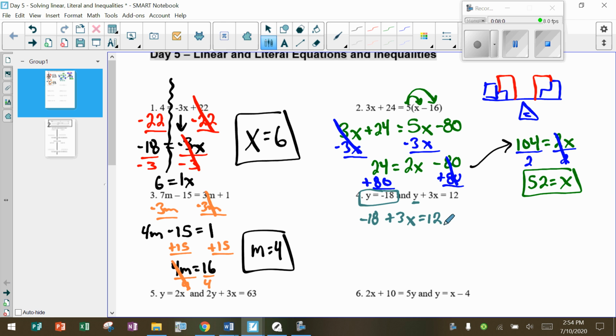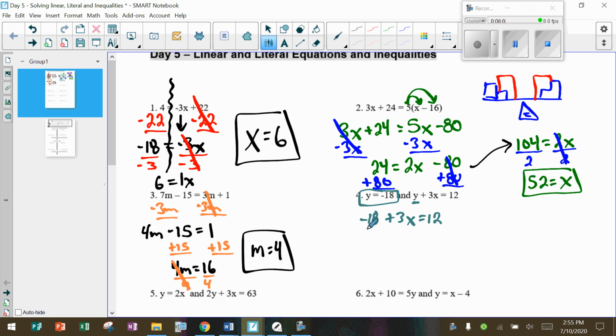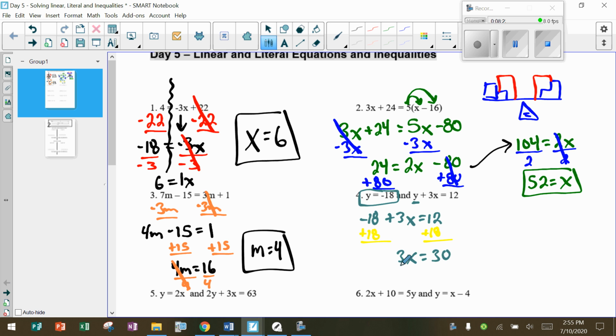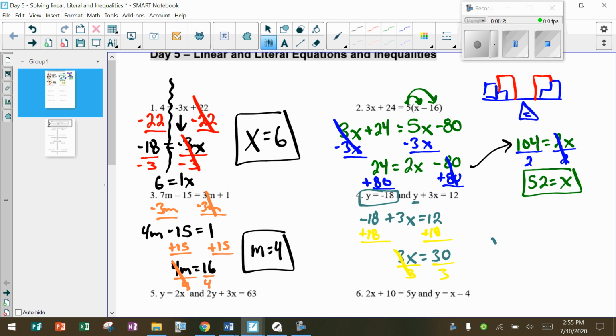So in order to solve for x, I want to get the x by itself. So I will get rid of the negative 18 by doing plus 18. 12 plus 18 is 30. Bring down the 3x. So now we're supposed to get x alone. To separate the 3 away from the x, we will divide it out. And then you do 30 divided by 3. And we have our answer: x is 10.